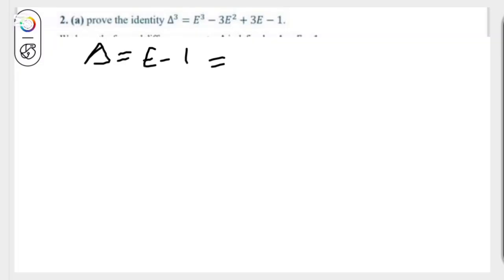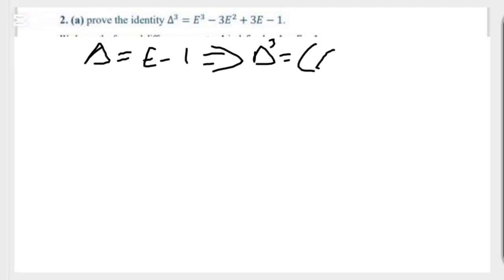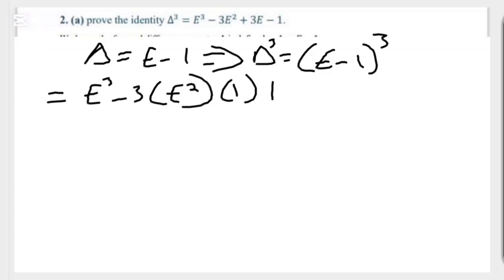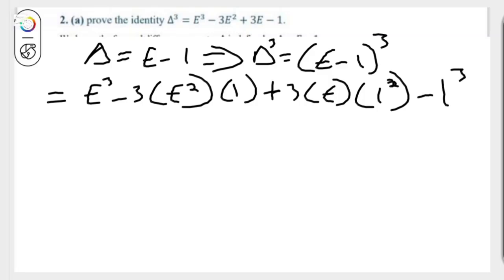Or let me say, so that you will understand it, this implies the power difference. It is the same thing as (E minus 1) cubed. So as you all know, (E minus 1) cubed is the same thing as E cubed minus 3E squared multiplied by 1, plus 3E multiplied by 1 squared, minus 1 raised to the power of 3.